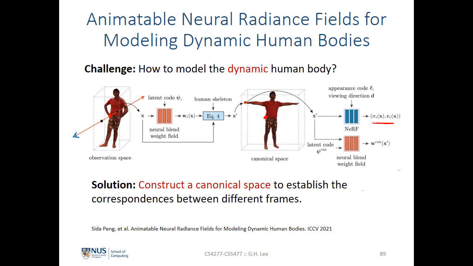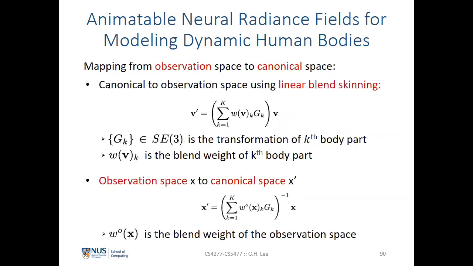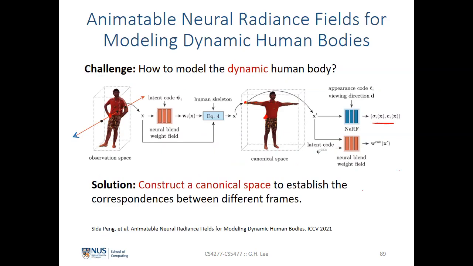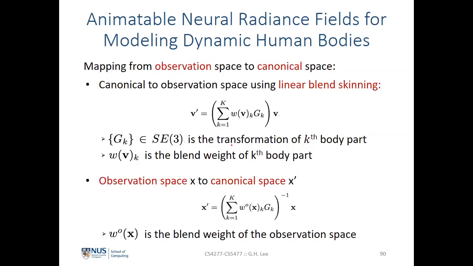But the question is, how do you know that this point corresponds to this point, for example, from the observation space to the canonical space? And that can be done using what we call linear blend skinning. Suppose that I want to map canonical to observation space. This is a point on the canonical space, and I want to map it into observation space.